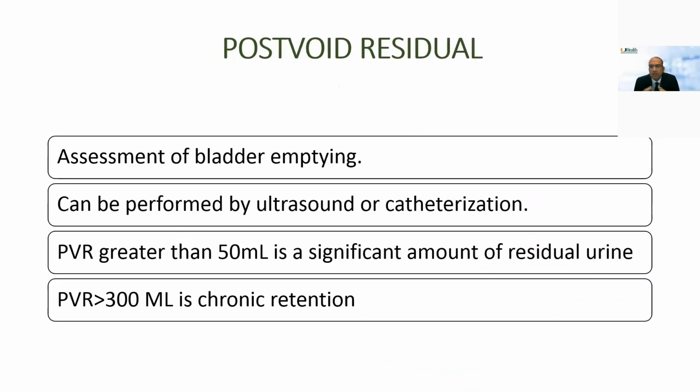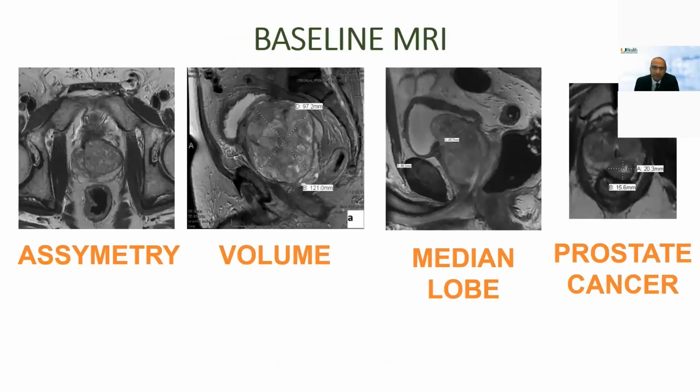Post-void residual is how much a patient is retaining in the bladder every time the patient is urinating. PVR greater than 50 ml is considered significant. More than 300 ml is considered chronic retention and should be addressed.